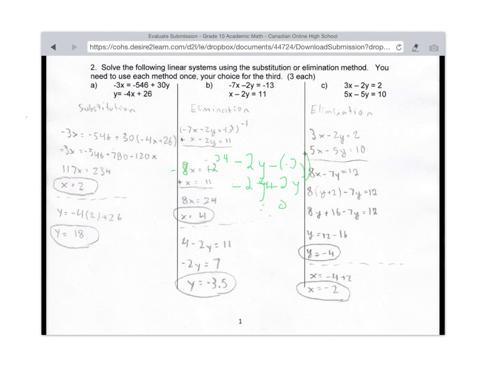One of the ways for you to catch a mistake like that, because it's just a minor mistake, but it ends up costing you a ton of marks because everything's wrong after that, is to do what we call a check at the end. If you check your answers at the end, you should find that if you put those values into both equations, they're going to work in both equations.